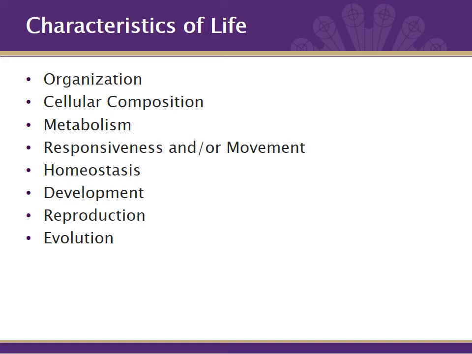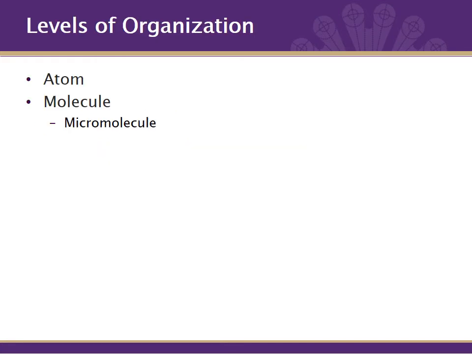4. Responsiveness and/or movement. Living things detect and respond to the environment in some way. 5. Homeostasis. More on this one in a moment. 6. Development. Living things grow, develop, and change over the course of their life. 7. Reproduction. Living things must be able to make copies of themselves and pass on DNA. 8. Evolution. Living things, as a species or population, will show genetic change from generation to generation. These changes can be good, bad, or indifferent.